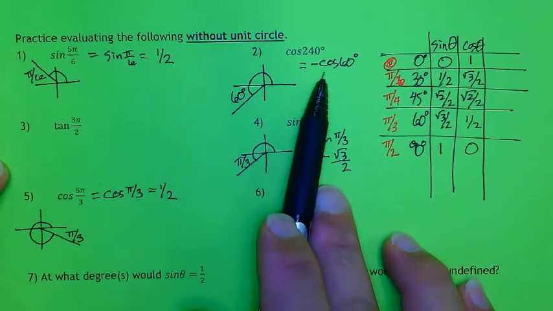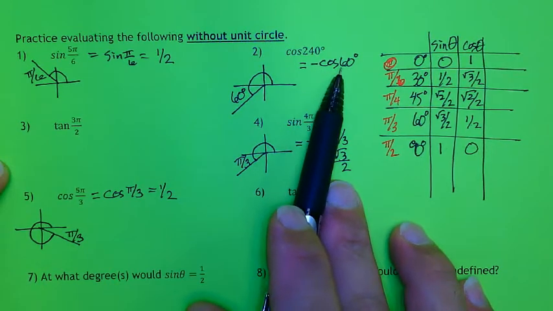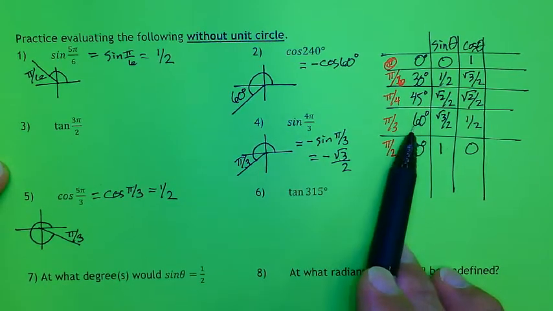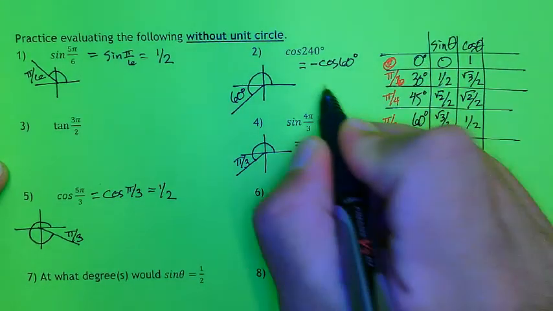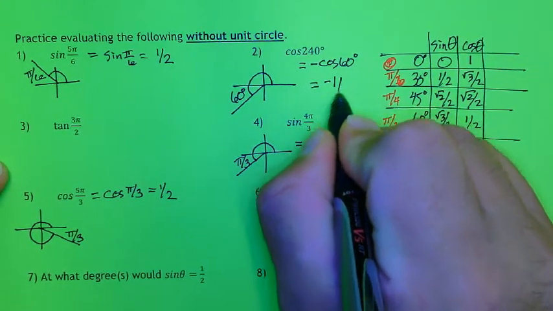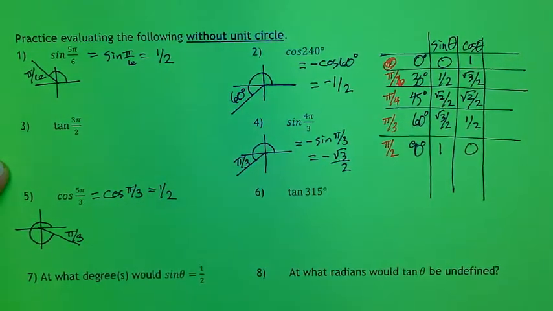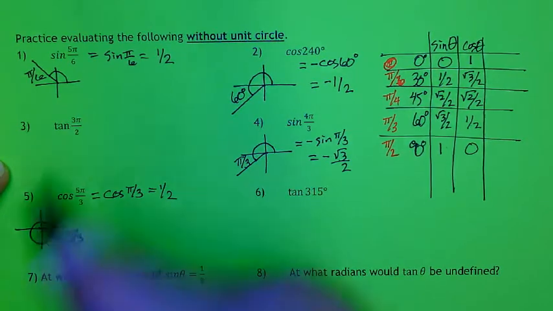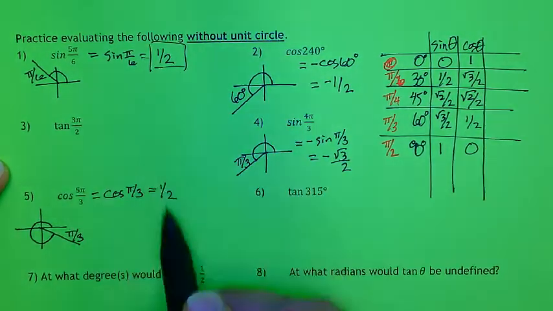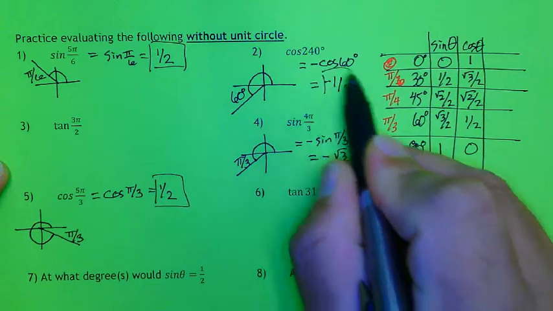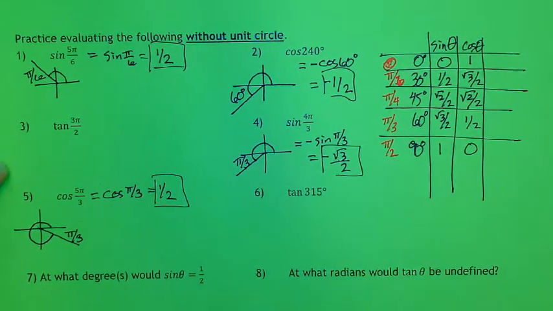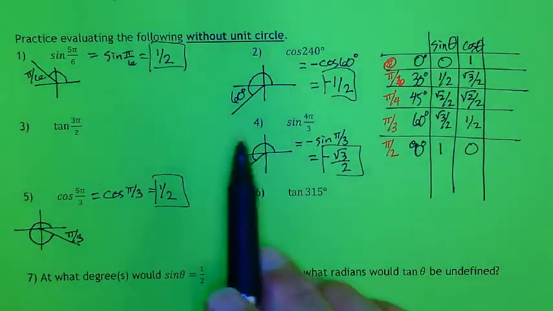Then let's look at this. 60 degrees, here it is. Cosine, there it is. So my answer is negative 1/2. And then good form, of course: box your answers so it's easy to distinguish. And then we're left with the tangent.